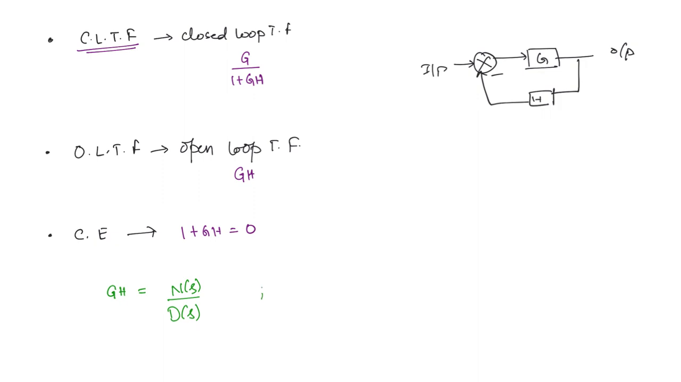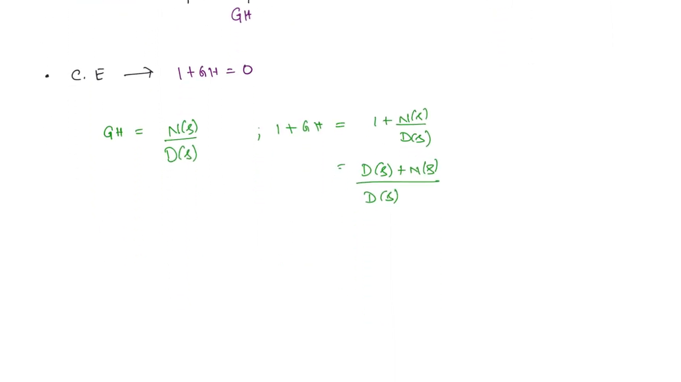Then what will happen to 1 plus GH? This can be written as 1 plus n of S by d of S. So here the numerator function will be d of S plus n of S, divided by d of S. What you can see here is that the denominator of GH, the open loop transfer function, and the denominator of the characteristic equation, not the closed loop transfer function, are both the same. So from here we will have some more conclusions.